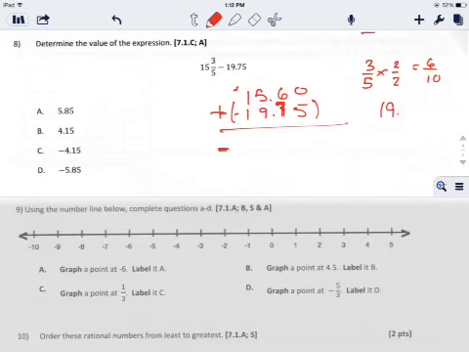So 19.75 minus 15 and 6/10 is going to be 4 and 15/10. Wait. 5, 6, 7, 8, 9. Yeah, 4. Sorry. 4 and 75. No, that's a 15. I can't read my own writing. And 15 hundredths. Okay, it's negative 4 and 15 hundredths. The answer is C.